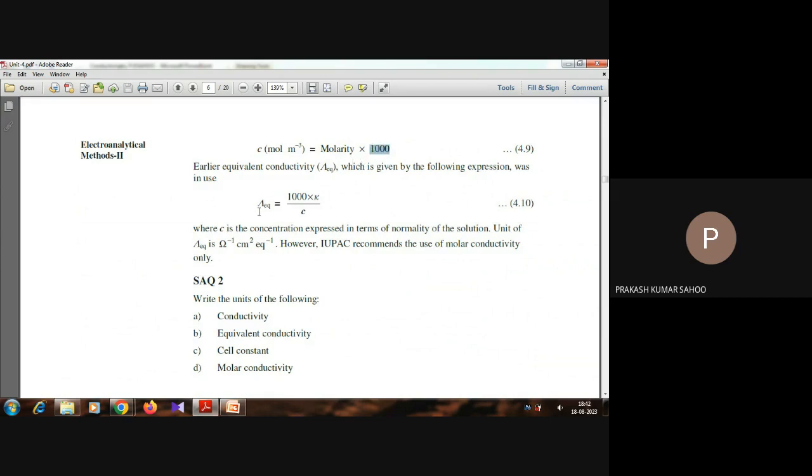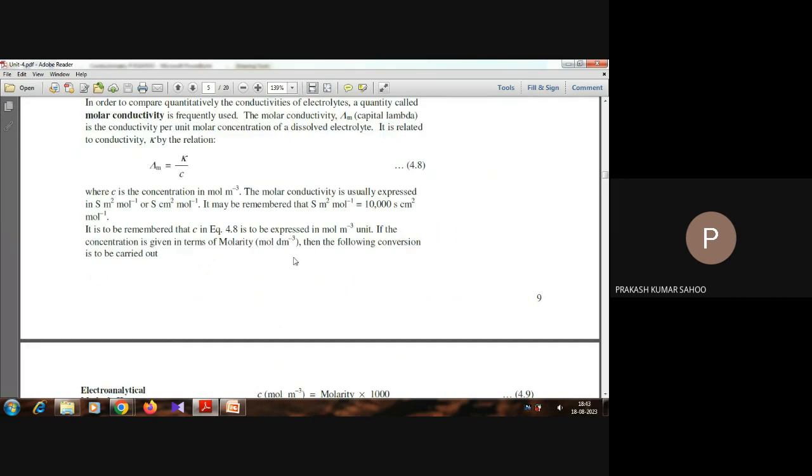So next is equivalent conductance, symbolized as lambda eq. It is the conductance offered by a solution having 1 gram equivalent of solute. The formula is lambda eq, that is equivalent conductance, equal to 1000 into K by C, where C is the concentration in normality. And in molar conductance, it is in molarity, moles per liter.